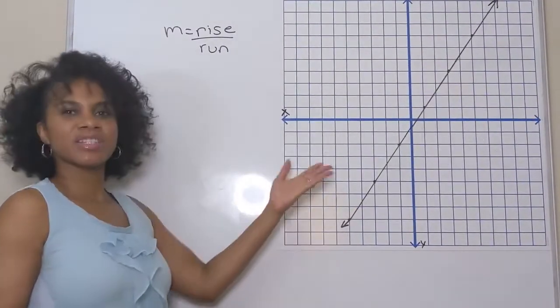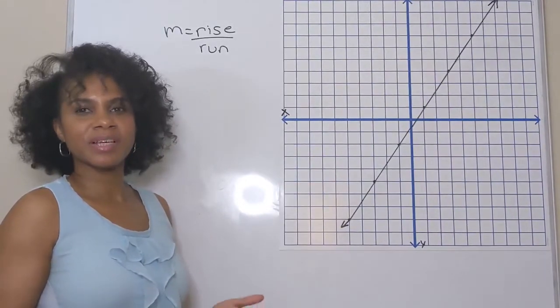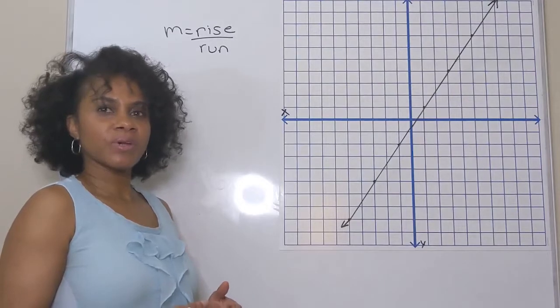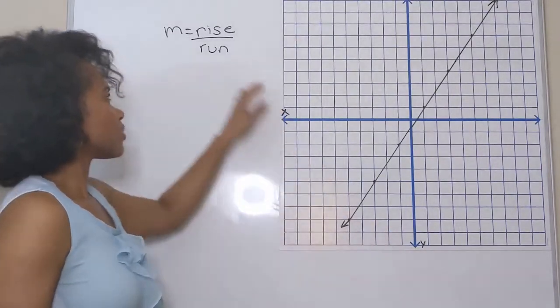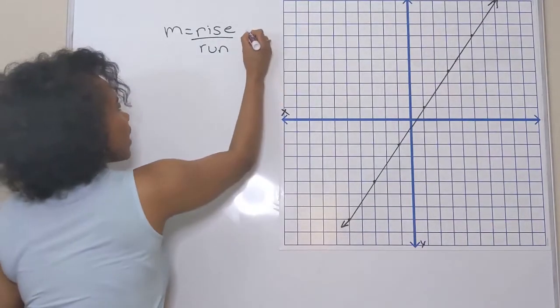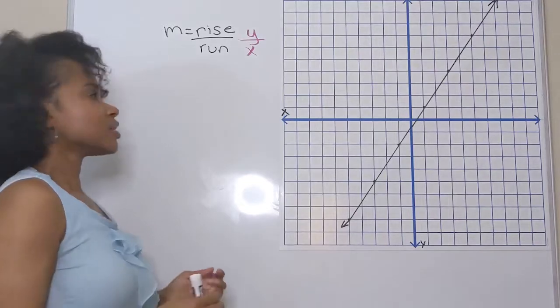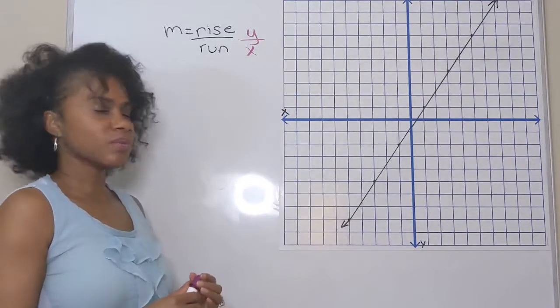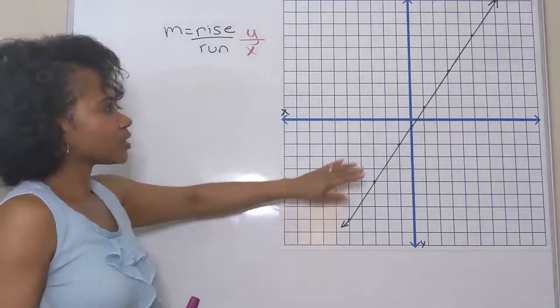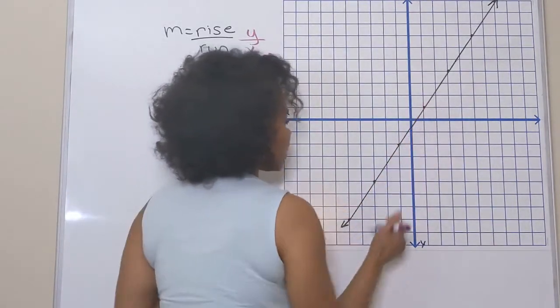Okay, so let's find the slope of this line. And remember, the slope of a line is the steepness of a line. And the formula that we use when we have a graph is rise over run, or the change in your y values over the change in your x values. And so what you want to do to find the slope is simply pick 2 points on the coordinate grid. Make sure it's at the intersecting lines.